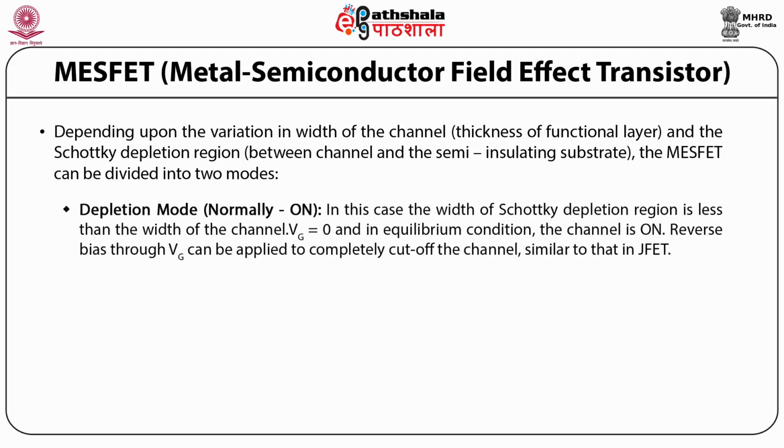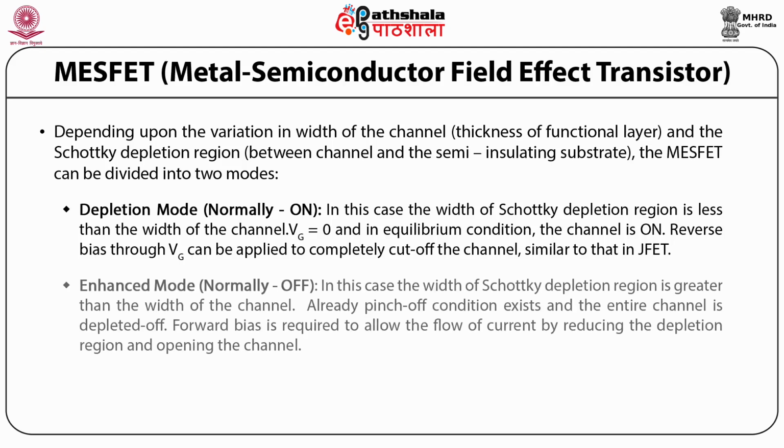First is the depletion mode, which is normally on. In this case, the width of the Schottky depletion region is less than the width of the channel, VG equal to 0, and in equilibrium condition, the channel is on. So reverse bias through VG can be applied to completely cut off the channel, similar to that in JFET.